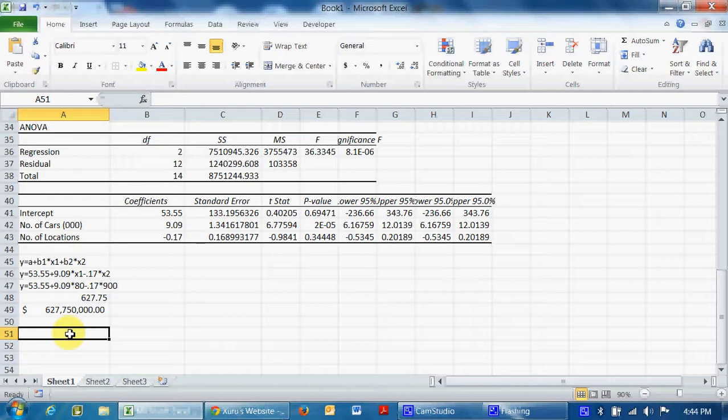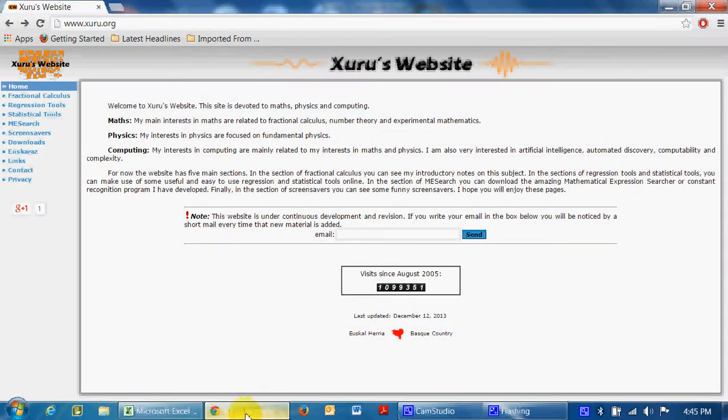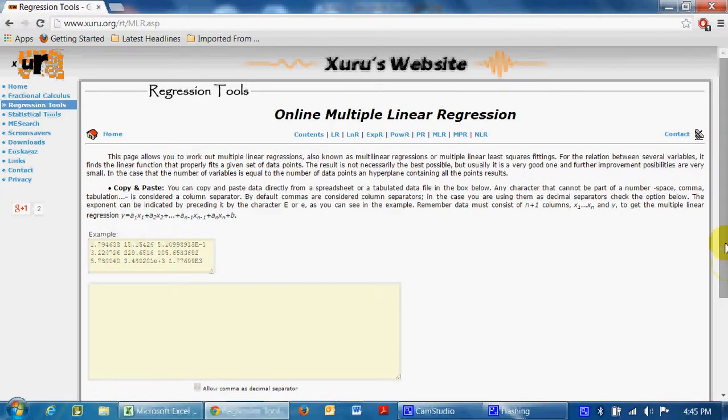So for those of you on Macs, you have to do it a little bit of a different way, and I'll show you how to do that. I'm going to use an outside website to do the solution called, I guess you pronounce it Xuru, xuru.org, www.xuru.org. This is one of my favorite sites to do online calculations. I'm going to go here to Regression Tools, Multiple Linear Regression, click on that. And then you end up with this blank box.